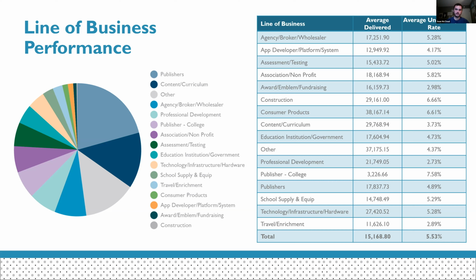So for example, professional development, average unique open rate in 2019 was 2.73%. Meanwhile, you could look at something like construction or consumer products, they were over 6.6%. Right? So find where your business falls into this chart, and you can start to measure yourself against your peers. And then with the goal of not just reaching that number, but exceeding it. I always like to think of the benchmarking as, hey, this is where the industry was at. You're going to shoot for over that.